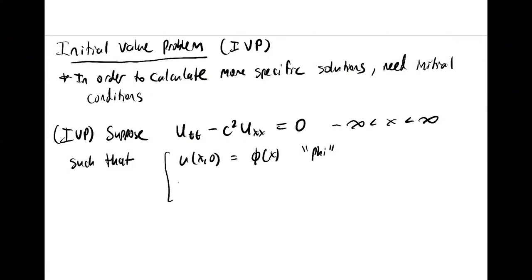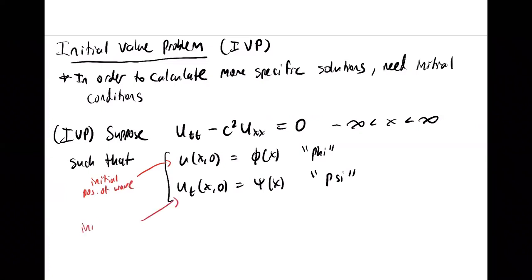And let's also suppose that when t is equal to 0, the derivative with respect to time of my solution is equal to some other function psi of x. This is the Greek letter psi. And so the first condition is like the initial position of the wave or string, and the second condition is the initial velocity, right, because the second condition involves the time derivative, and time derivative is related to velocity.